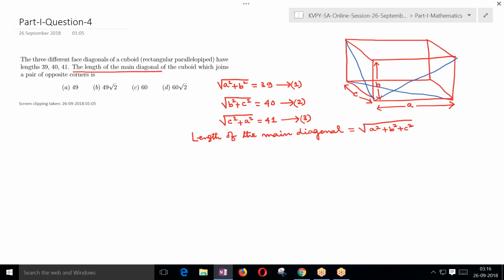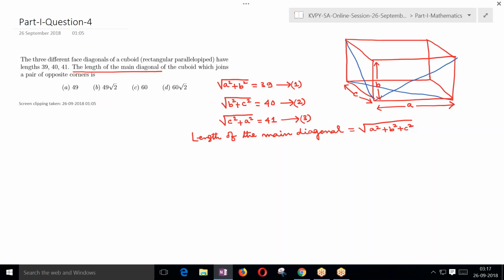Now here the question just belongs to algebraic simplification or algebraic manipulation, the way you want to consider. There are three equations given: square root of a square plus b square equal to 39, square root of b square plus c square equal to 40, square root of c square plus a square equal to 41. And from these three equations, you need to find the value of square root of a square plus b square plus c square. Okay, how to find this one?